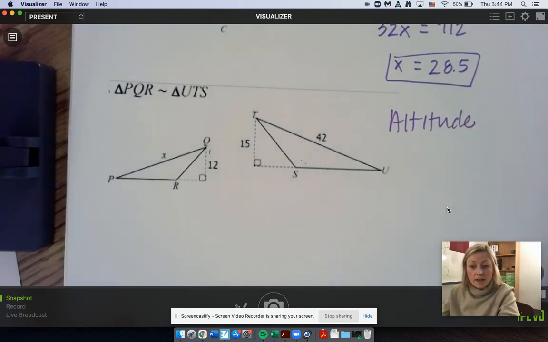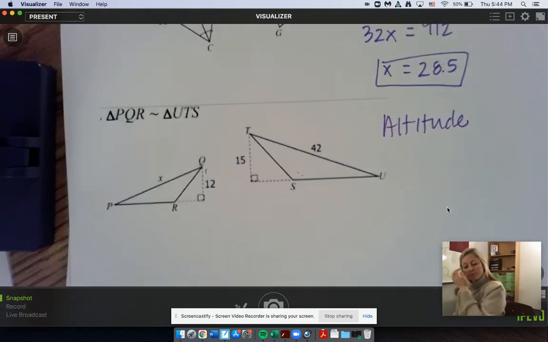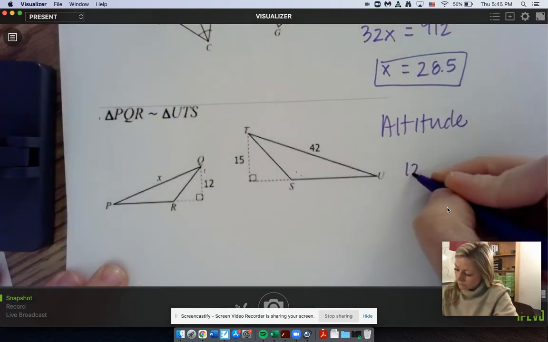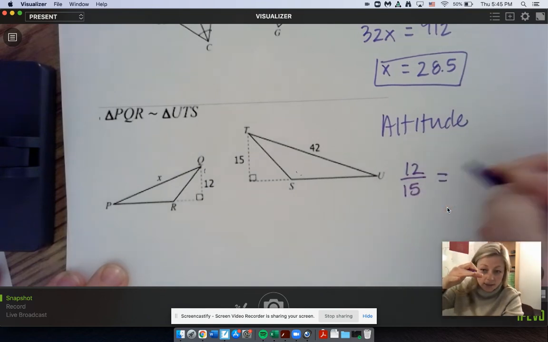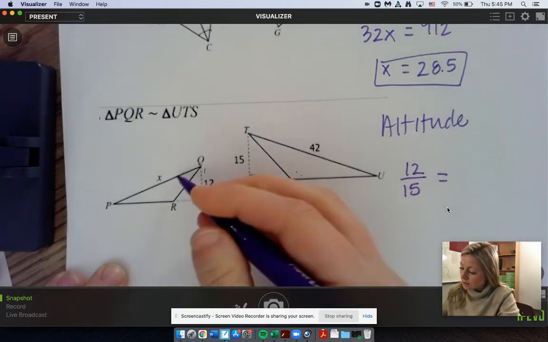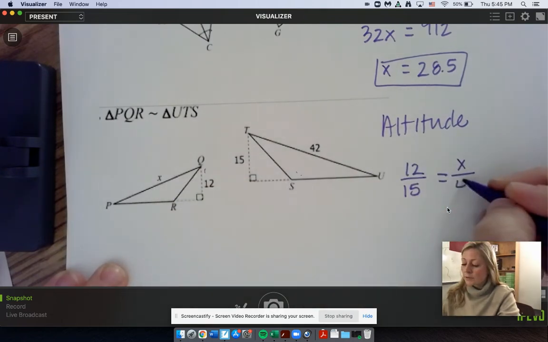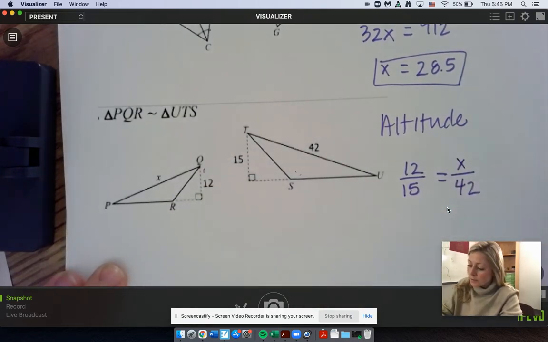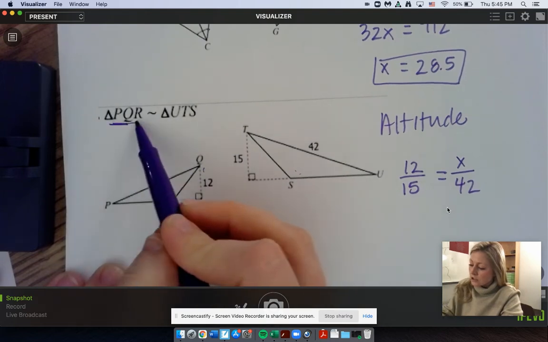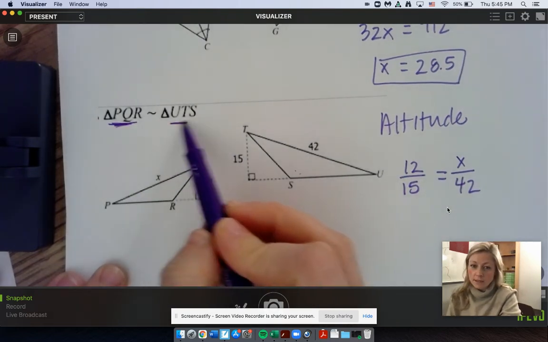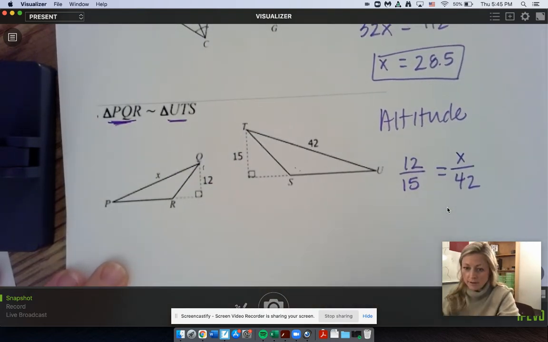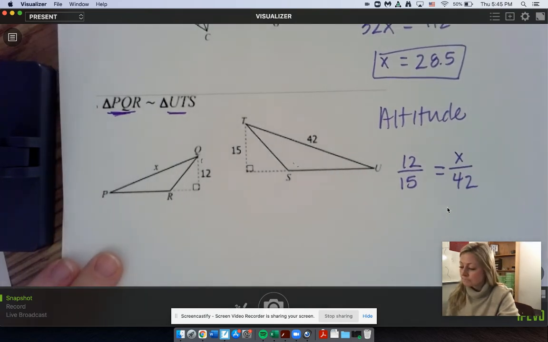And now it's the same old song and dance, kids. Let's label our altitudes over each other. So I'm going to have 12 over 15 is equal to, come back to the triangle you started with, so x. And then what does x match? It matches 42. And again, if you're wondering how am I knowing this, look at your code up here. PQ matches UT, right? That's how you can verify what goes with what.